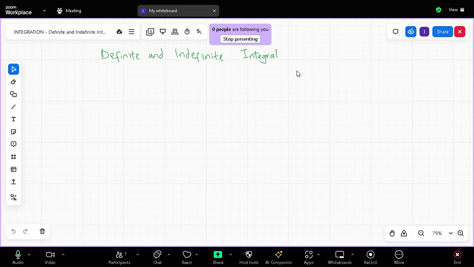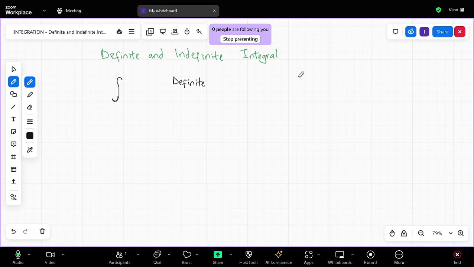Hello guys, welcome back. In this tutorial I'm going to teach you about integration, the definite and the indefinite integral. Now the symbol for integration is always something that looks like an S, something like this. So this is the symbol for integration. Now we have the definite integral, then you have the indefinite integral.